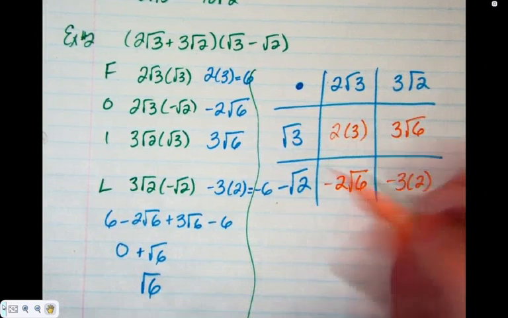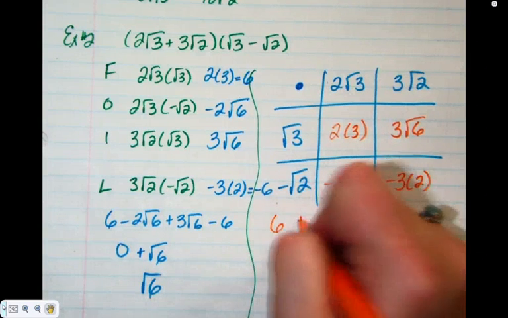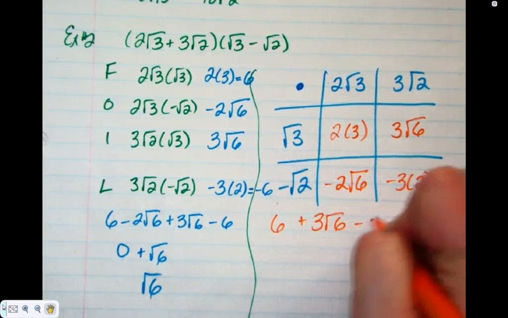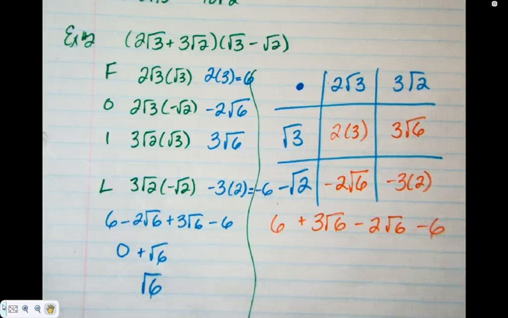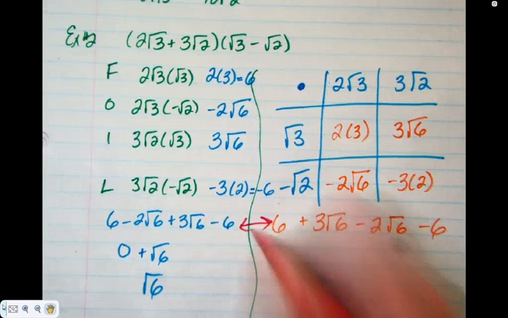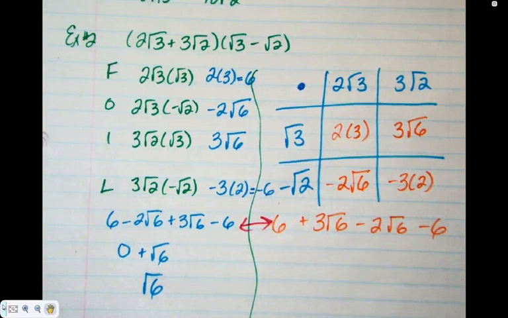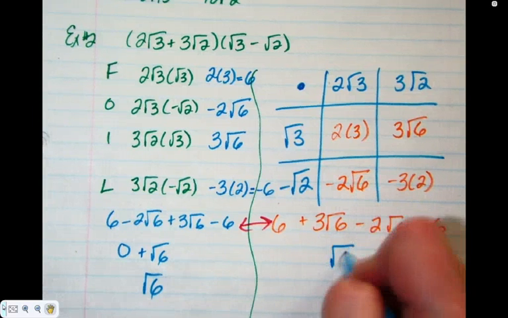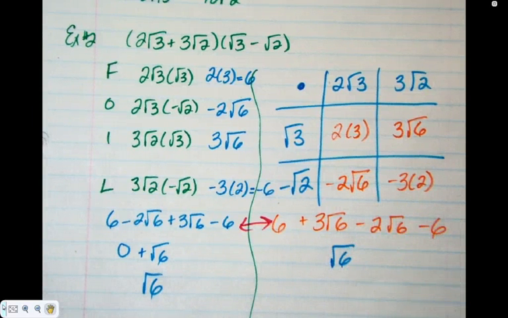Then I'm just going to simplify it up, so 3 times 2 is 6. I have positive 3 root 6, minus 2 root 6, and minus 6. And if you'll notice here, we've got the exact same step. It's just how we got there was different. And so eventually it's going to simplify up to be root of 6. Whatever way your brain likes better, I don't care how you do it as long as you get the answer correct.